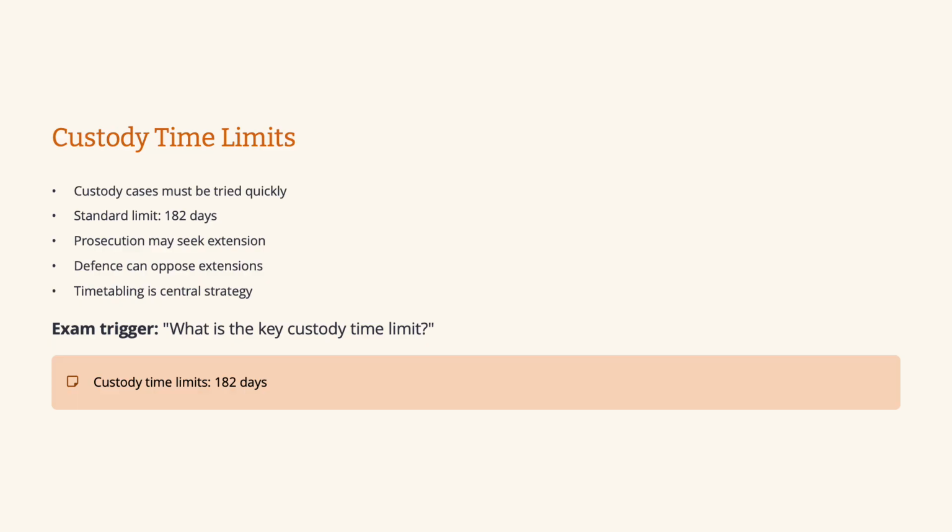So timetabling becomes central strategy when your client is in custody. Every adjournment, every delay works towards that 182-day limit. So in the exam, they can ask, what is the key custody timeline in Crown Court? 182 days from sending the accused to the Crown Court.